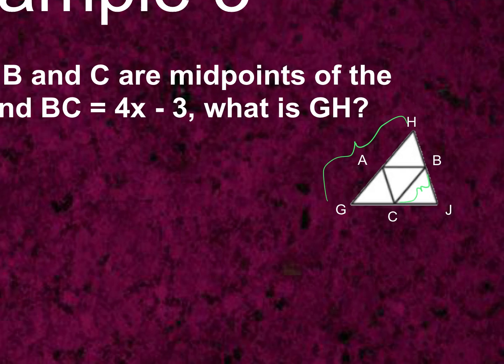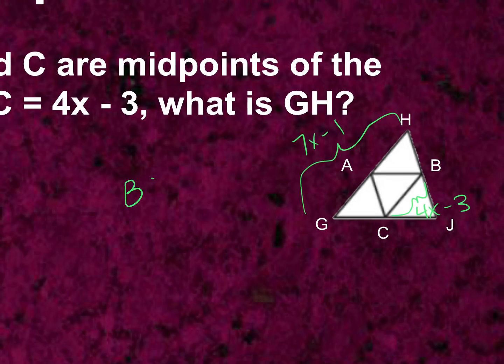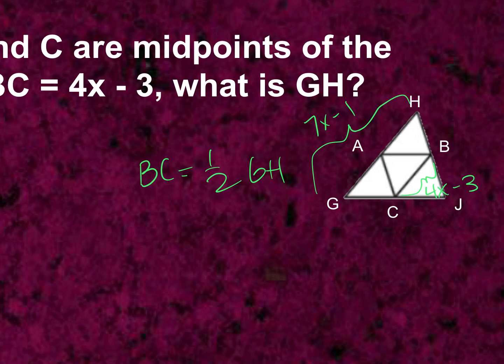What did it say GH was? 7x minus 1. And BC? 4x minus 3. How are they related? Very good. BC is going to be exactly half of GH. Now, for those of you that don't like fractions as much as I don't, how can we change this so we no longer have a fraction? Multiply BC by 2. Good. Multiply both sides by 2.